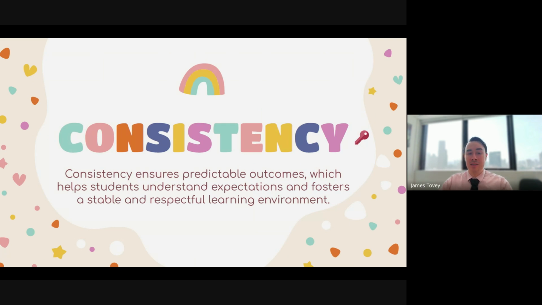Now, consistency, as we talked about in the previous lesson, is key again. Consistency ensures predictable outcomes, which helps students understand expectations and fosters a stable and respectful learning environment. So if you react consistently to certain behaviors, then students will understand, when I do this, then they can predict the teacher will do this. And so they understand how they fit into the classroom as a whole and how the teacher will manage the classroom. So being consistent.